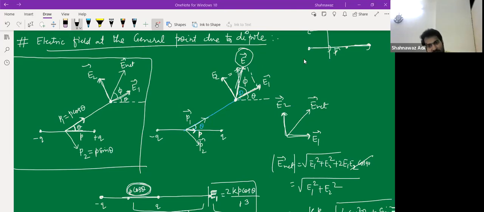So we calculated the magnitude and then we will calculate the direction. So this is the electric field at the general point of the dipole. Right, you learned about the equatorial and axial. So in the JEE exam, they can ask the electric field at the equatorial or at the general point.